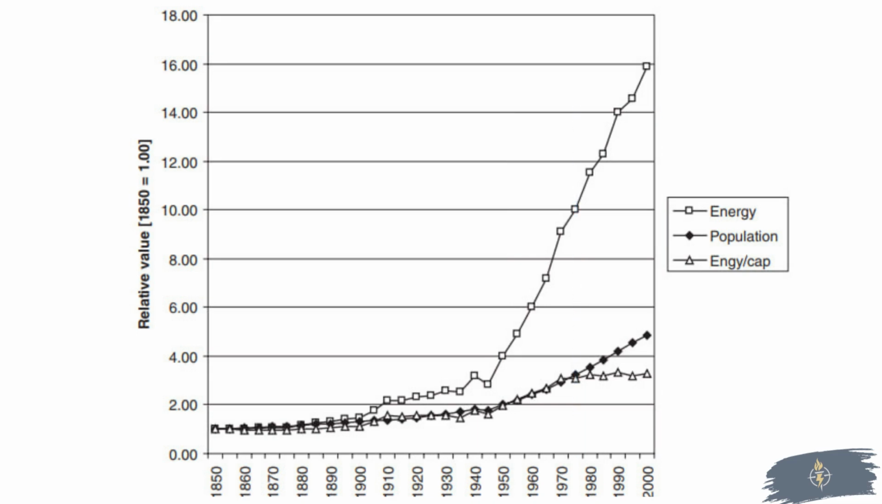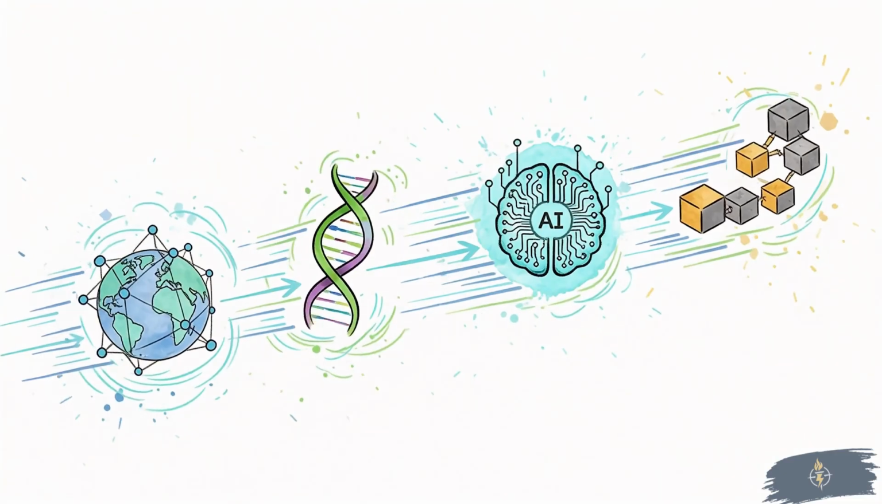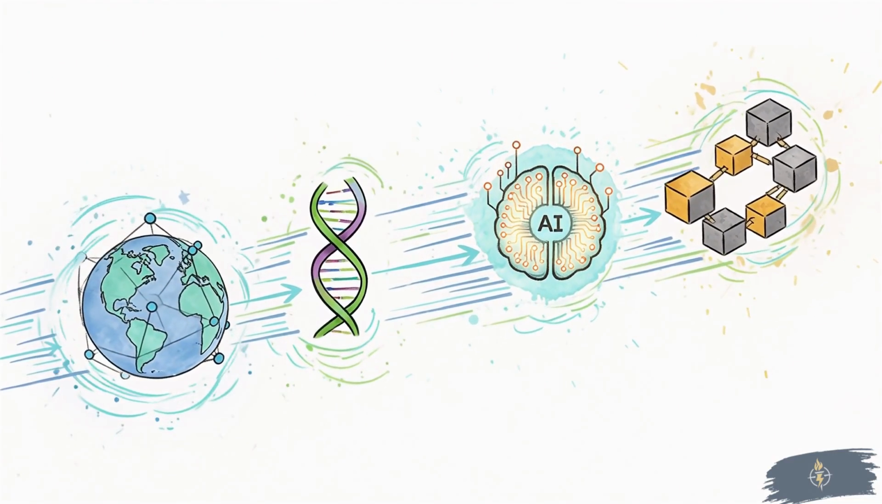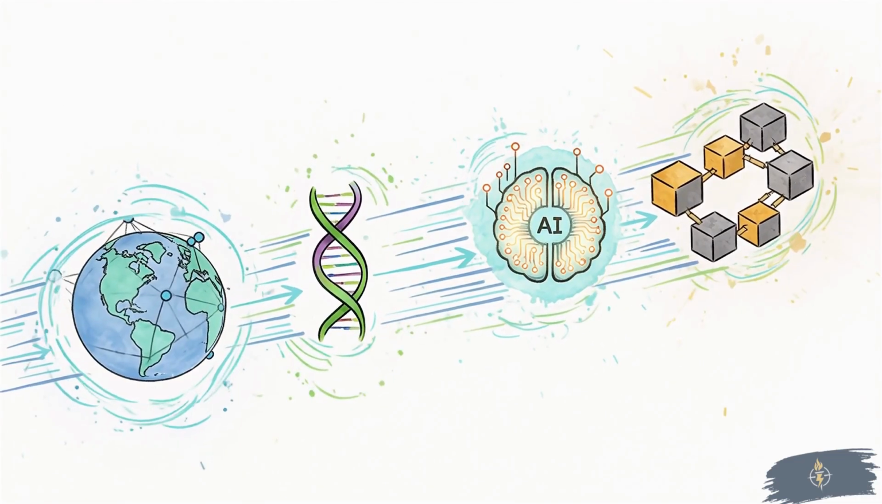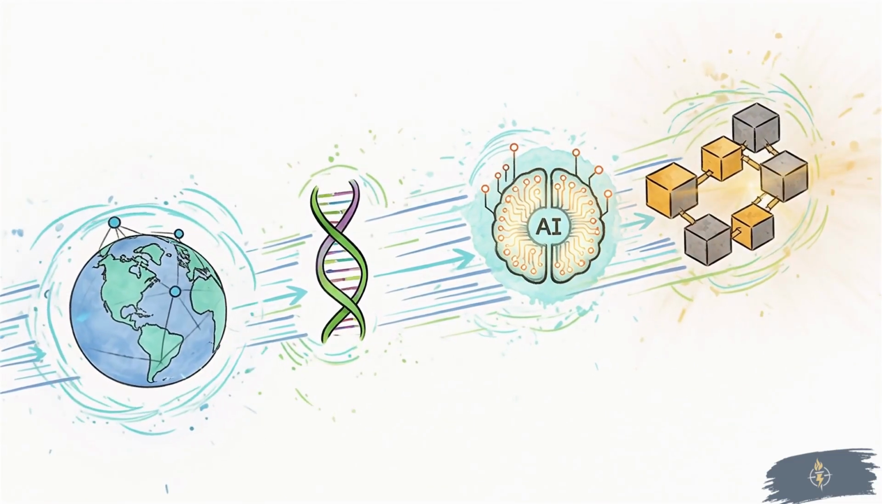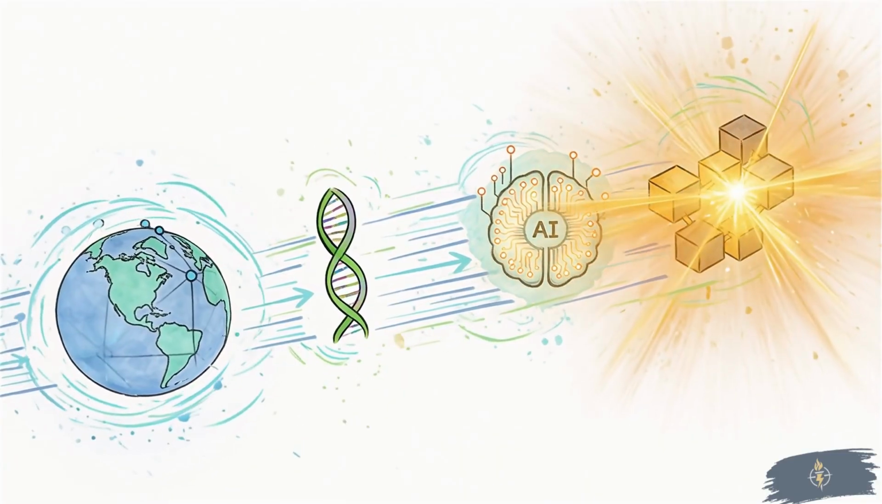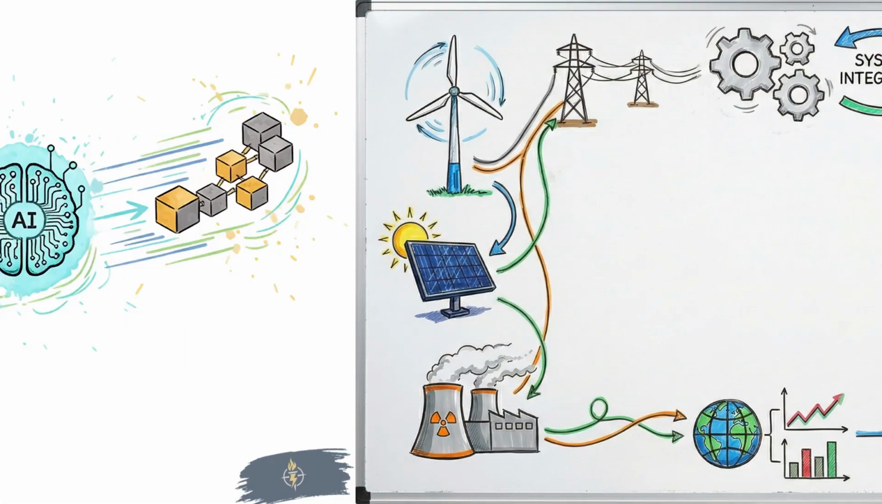Later, the pace of revolutions accelerated. First, the information and communication revolution, then biotechnology and genetics, and from their combination, artificial intelligence emerged. Finally, blockchain entered the picture. All of these depend heavily on energy.